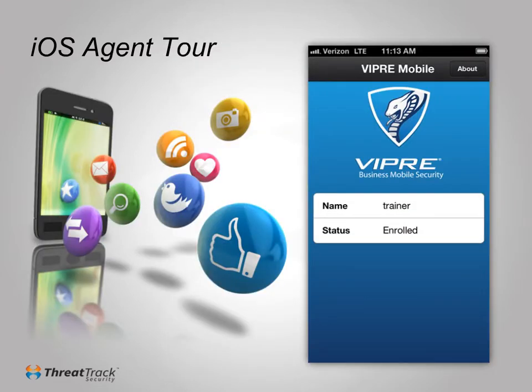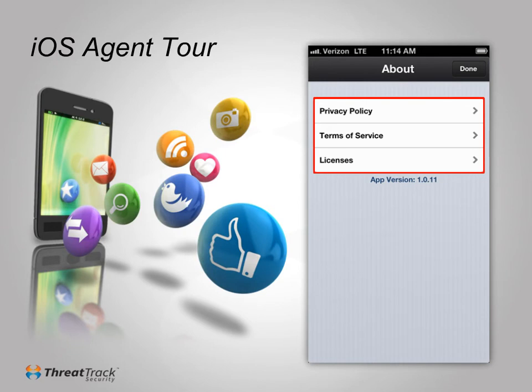There isn't too much for a user to manage on an iOS agent. On the app, users will be able to see the name and status of their device here. They can tap About for more information, including the privacy policy, terms of service, and licensing information for this app. The agent version can also be seen in this screen. Since this agent is managed by the console, that's about all the users can do.